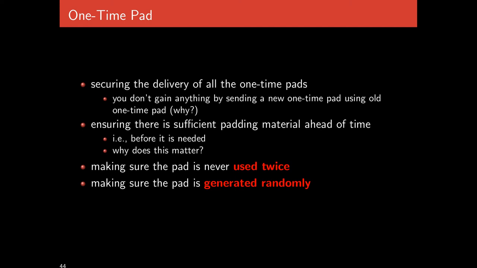You also have to make sure that the pad is never used twice. It's called a one-time pad. If it gets used twice, it is vulnerable to security attacks. And second, you need to make sure that the pad is randomly generated. Ideally, something like a coin toss, where there's no bias. Because if the one-time pad material was generated such that there was some non-trivial amount of bias in it, then some statistical information is leaked. It's no longer information theoretically secure. Every single bit has to be truly random for this to actually work.